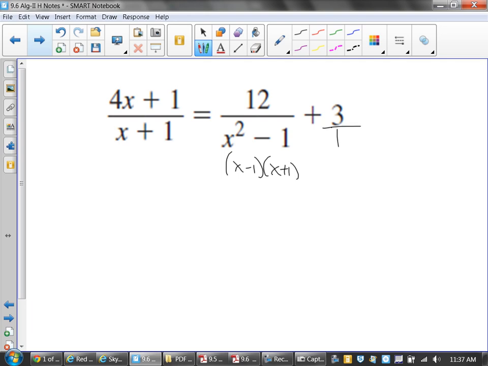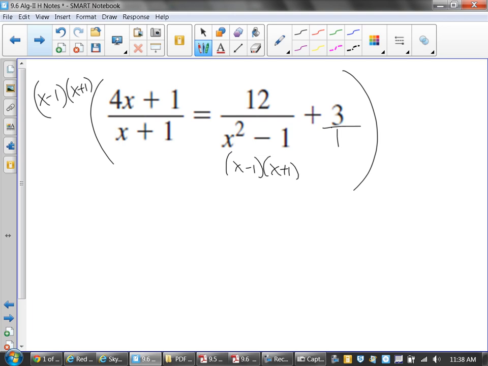What's going to be the common denominator here? That's a good question. It's x minus 1 and x plus 1. Because, yes, these guys both have the x plus 1 in common, but what else is there? There's an x minus 1 and a times 1. So my common denominator for all of these is going to be x minus 1, x plus 1.